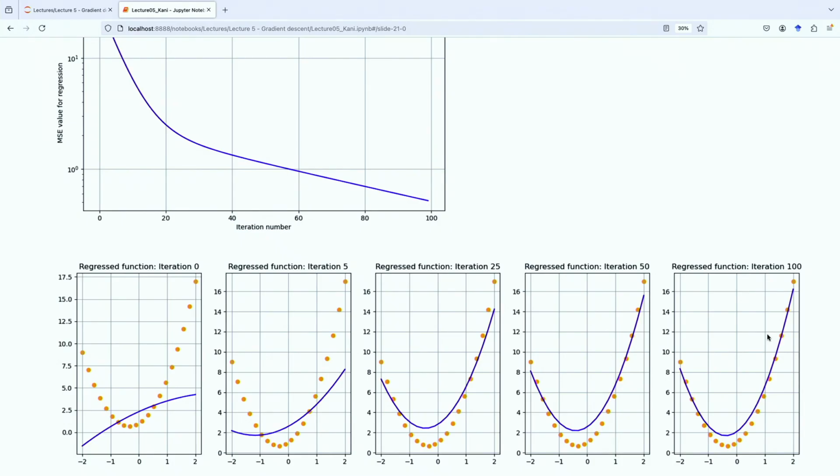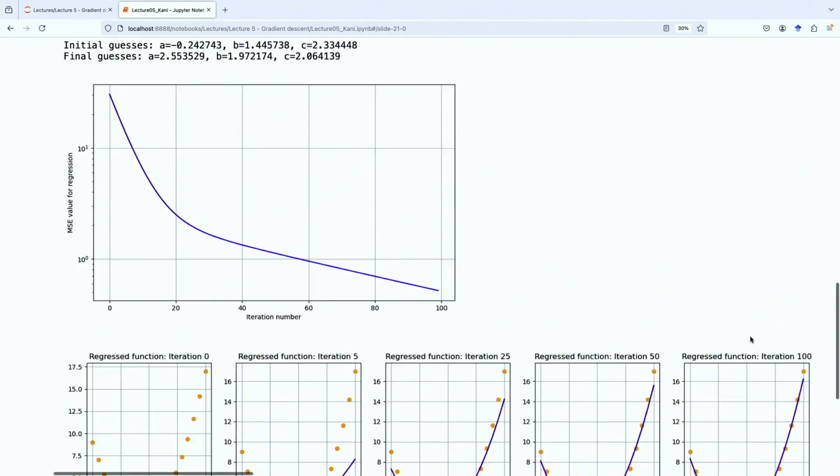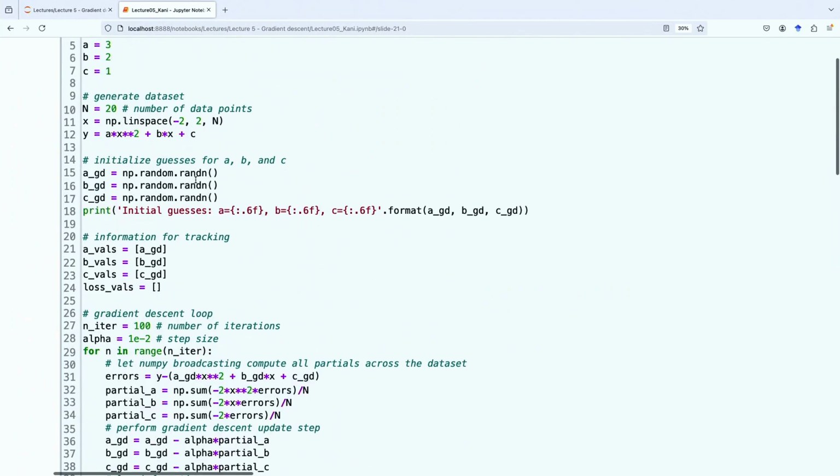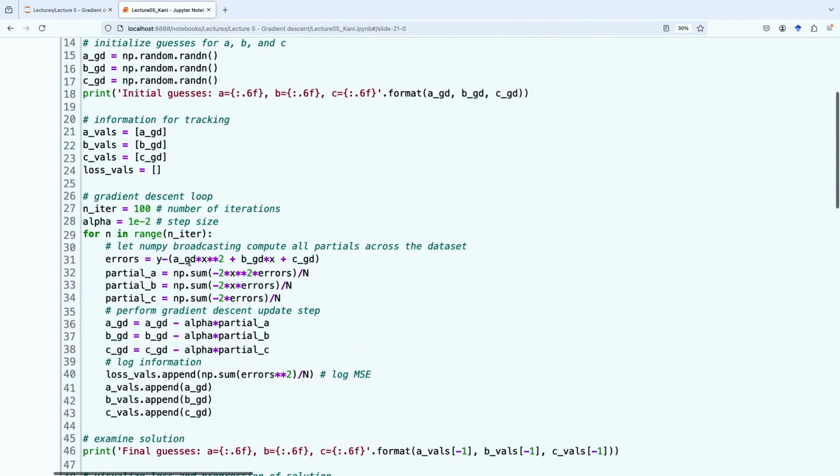Does that make sense? So all we're doing is very simple. We have the original function, which has some parameters. We generated some sample data. We wrapped up the original function in the mean squared error, and then we backpropagated on A, B, and C.